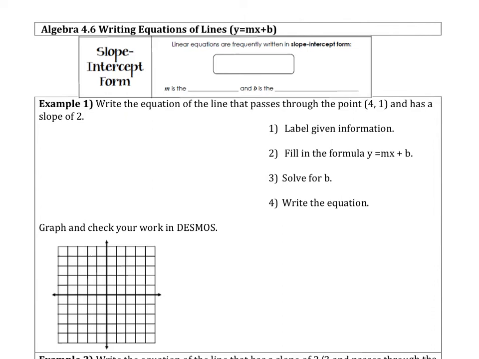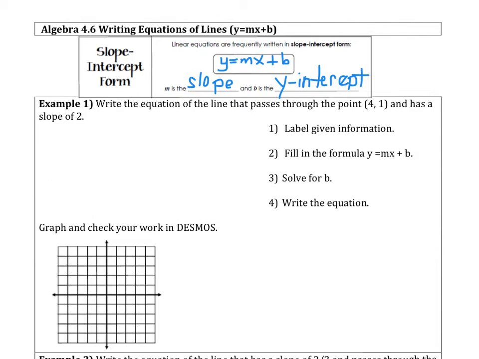Today we're looking at Algebra 4.6, writing equations of lines. Slope-intercept form. Linear equations are frequently written in slope-intercept form. Now, you all are getting very familiar with that. What is slope-intercept form? Well, we know that that is y equals mx plus b. We also know that m is the slope and b is the y-intercept.